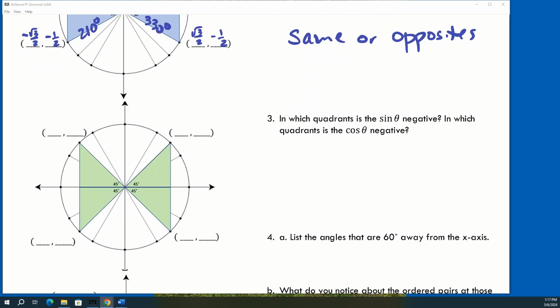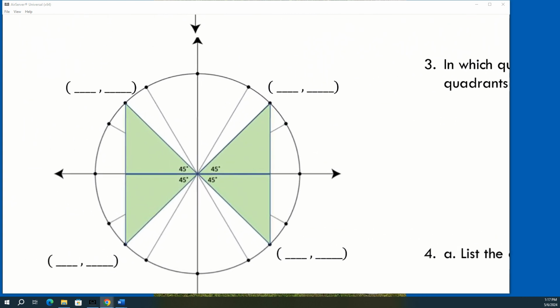All right, let's go ahead and do this for 45 degrees. Does anybody remember the ordered pair at 45 degrees? They're the same. Square root of 2 over 2, and then square root of 2 over 2. Very nice.